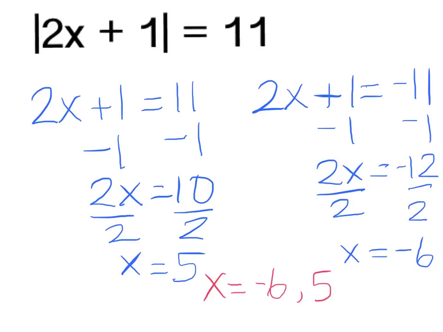Typically, if you're looking up answers in the answer key or to a worksheet, you'll find that teachers or publishers will often put the smallest number first. If you have 5 listed first and negative 6 listed second, that is also considered a correct solution.